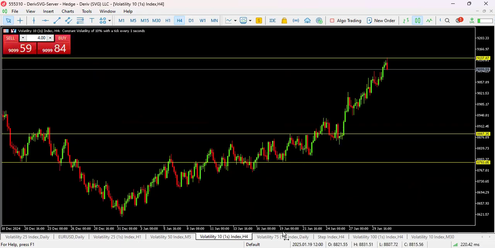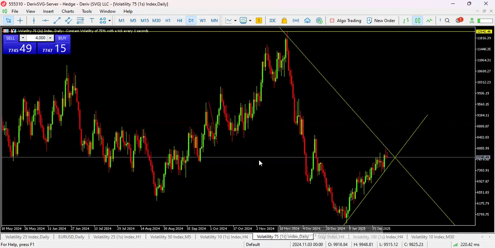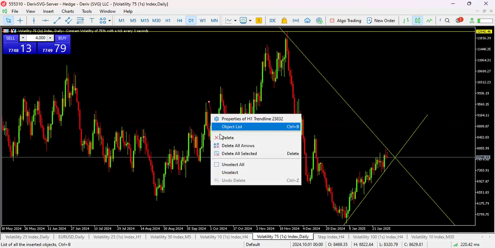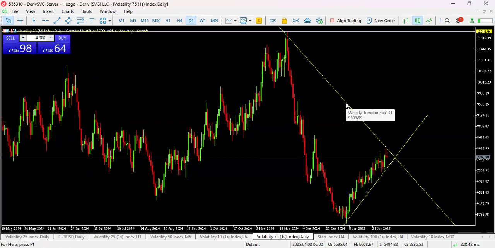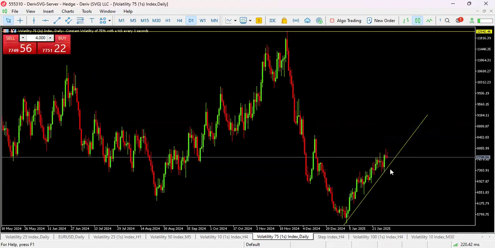Okay, let's see with V75 1S how to draw support and resistance. Let me remove all these things here and see how we can draw support and resistance.